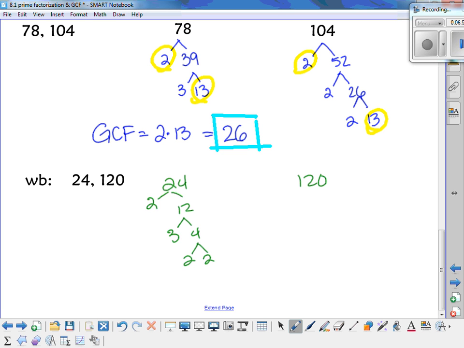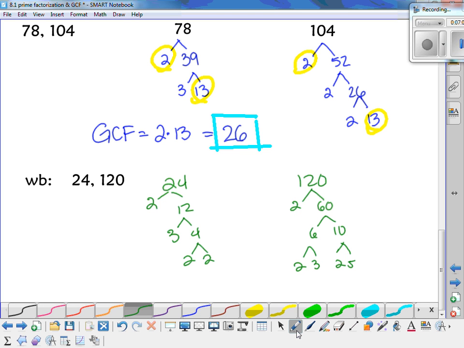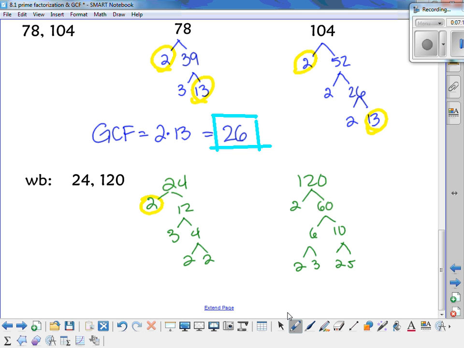All right, now for 120, that's 2 times 60, right? Which is 6 times 10. So we got 2 times 3 and 2 times 5. All right, so let's see what we've got going here. There's a 2, there's a 2. There's a 3, there's a 3. There's a 2, there's a 2. There's a 2, there's a 2.